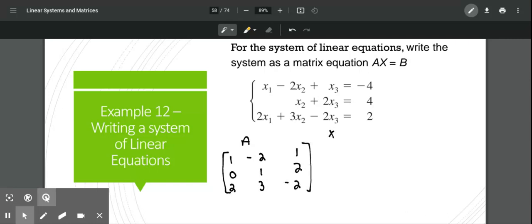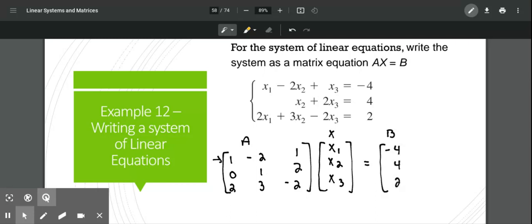Our X matrix would be x1, x2, and x3, because those are our 3 variables. And what happens is if you actually did matrix multiplication where you did row 1 and combined it with column 1, you would get back to that system. And then we'll set it equal to the B matrix, which is that constant matrix of -4, 4, and 2.